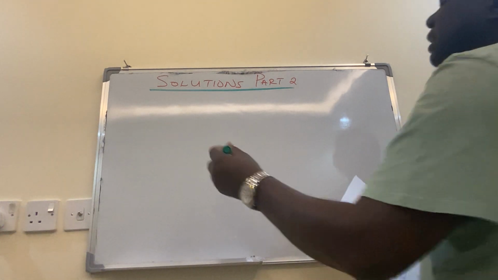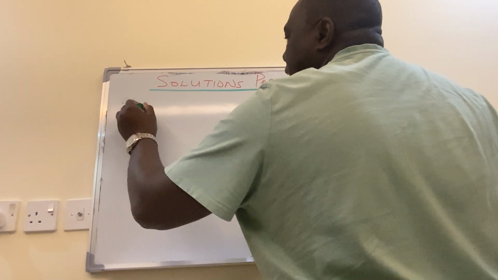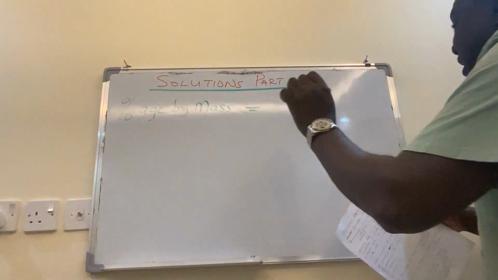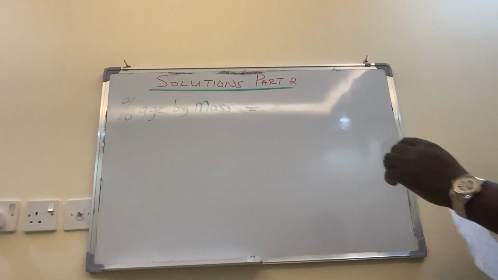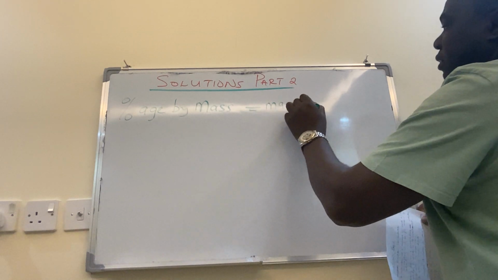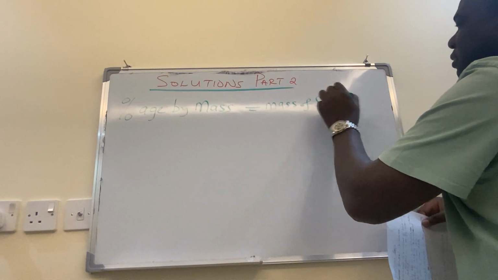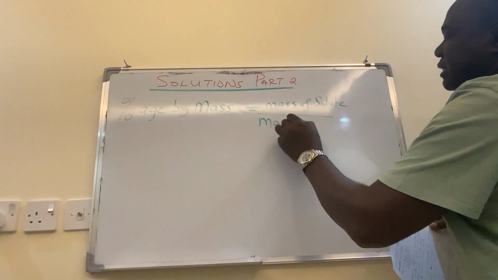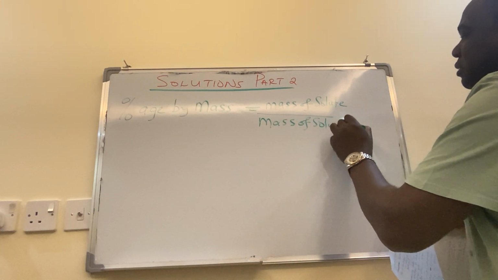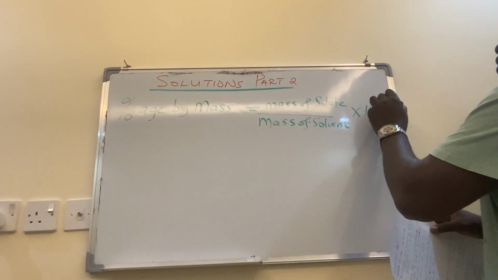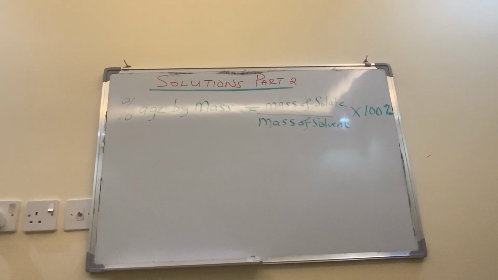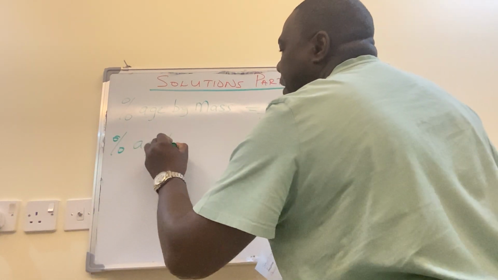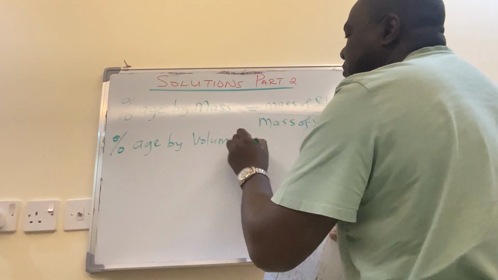So if a person says percentage by mass, what do we mean here? There is mass involved. So it means you are going to look at the mass of solute, which is your numerator there, and you are also going to look at the mass of solvent. For percentage, we multiply by 100%, that is very important. And then a person could also say percentage by volume.